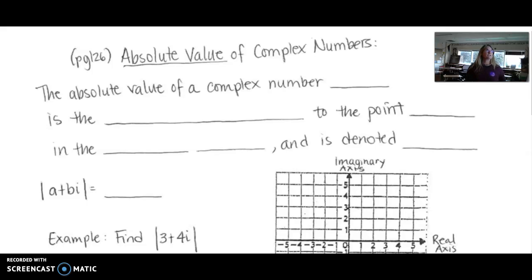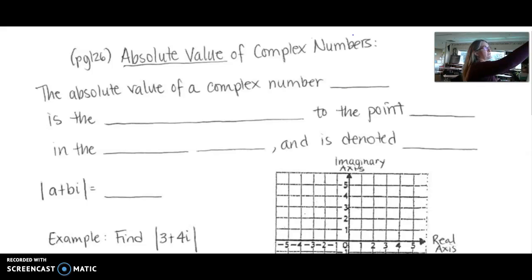Hi guys, so this is the last video for our complex number unit. We're going to look at the absolute value of complex numbers. And so to find that, well, first of all, let's look at what the absolute value is.